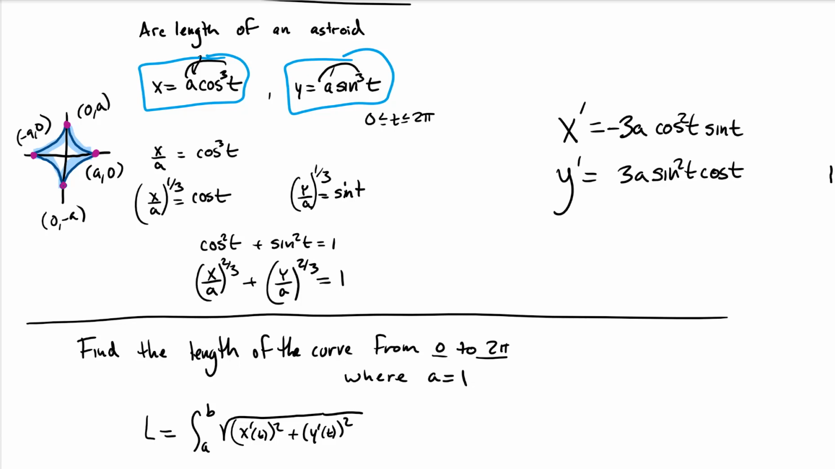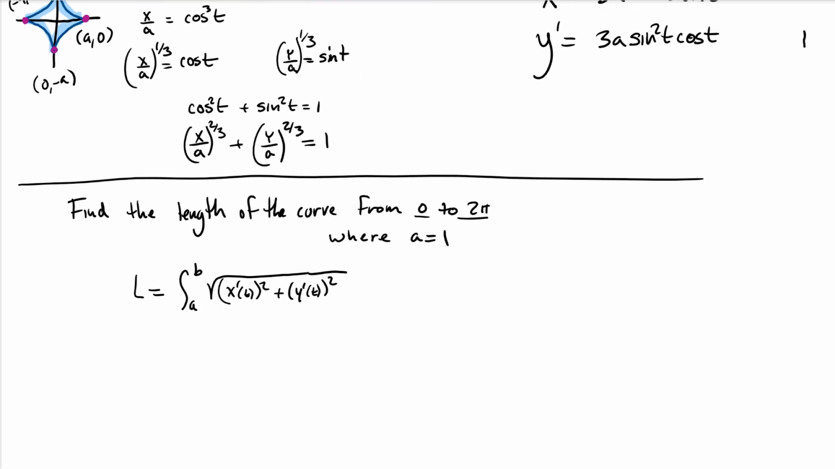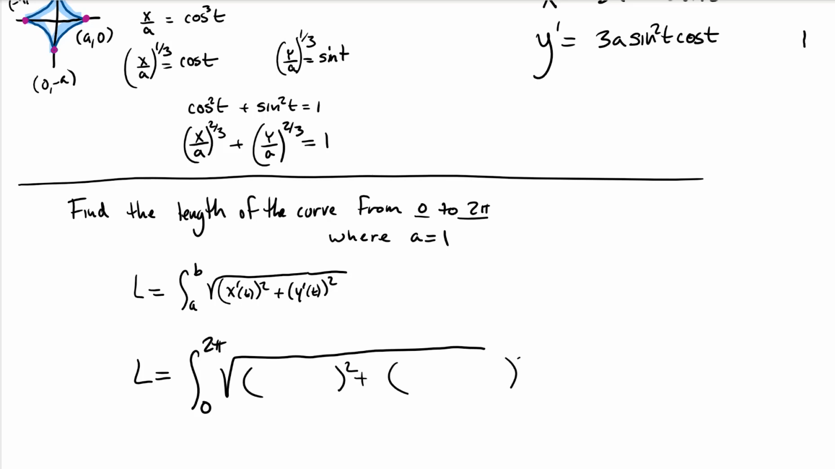So let's get it. Oh man, this is going to get big. So we're going from 0 to 2 pi. But oh my goodness, that's going to be one of the worst ideas ever. I'll show you in a second why. And we're going to take the square root of those derivatives we just found, squared.